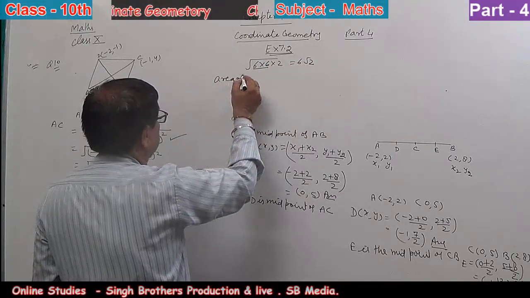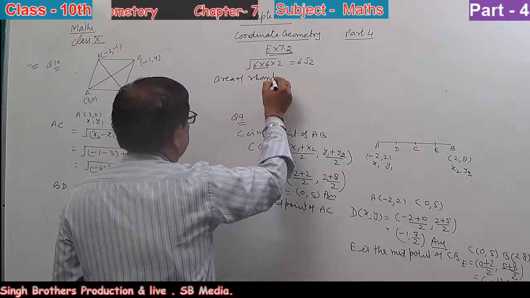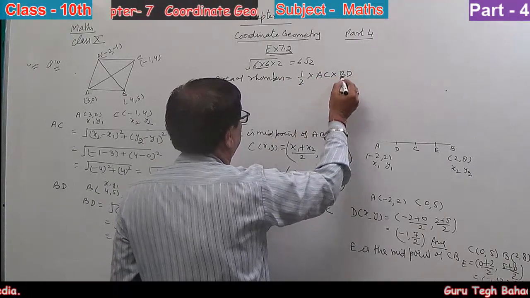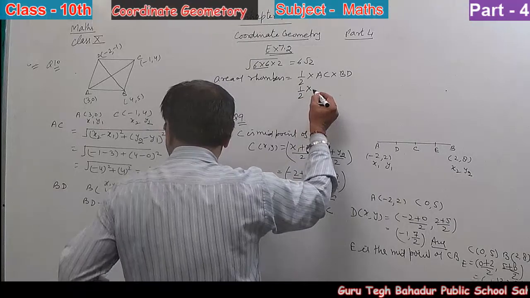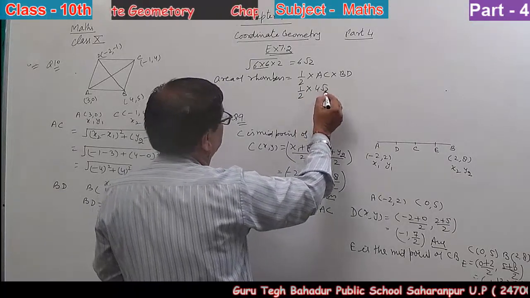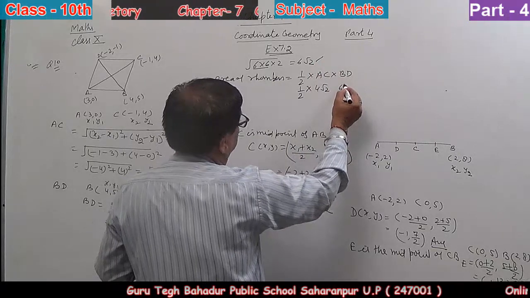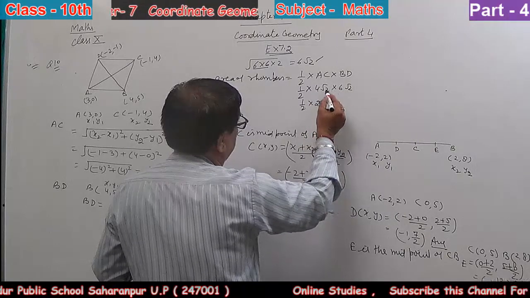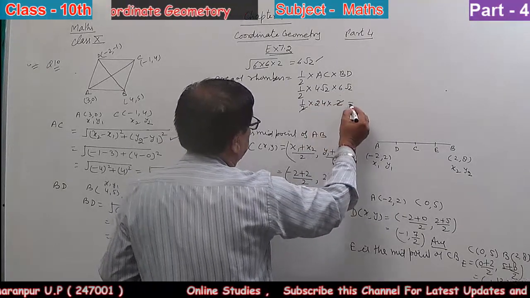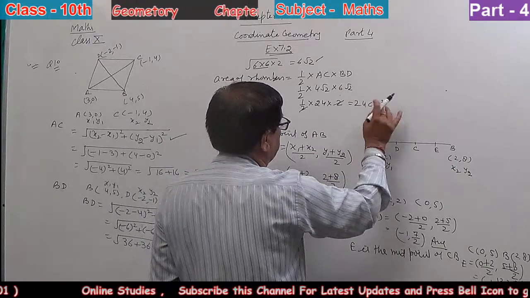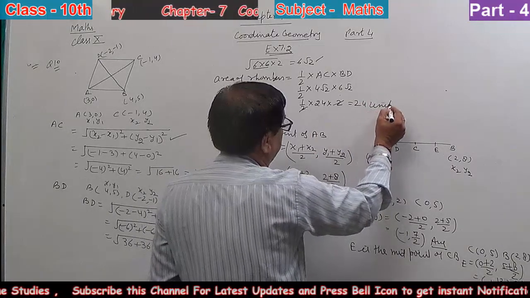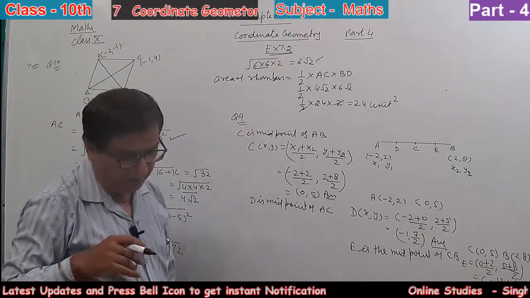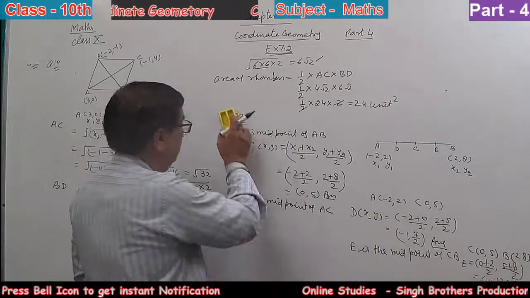Area of rhombus is equal to half into diagonal AC into diagonal BD. Half, AC is 4 root 2 and BD is 6 root 2. So half into 6 into 4 is 24, root 2 into root 2 is 2, 2 and 2 cancel, 24 centimeter square, because here we will use a unit word, so it is unit square. So this exercise is completed.